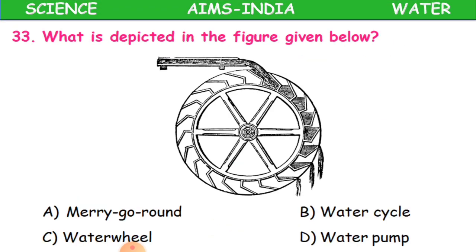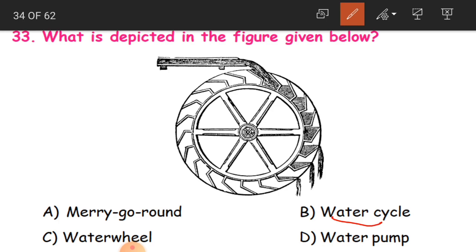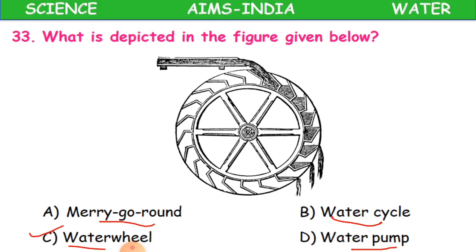Clear, children? Now the 33rd question. What is depicted in the figure given below? We have to identify what this instrument is. Is it a merry-go-round? Is it a water cycle? Is it a water wheel? Or is it a water pump? So what is it, children? It is a water wheel. So C is the correct option.